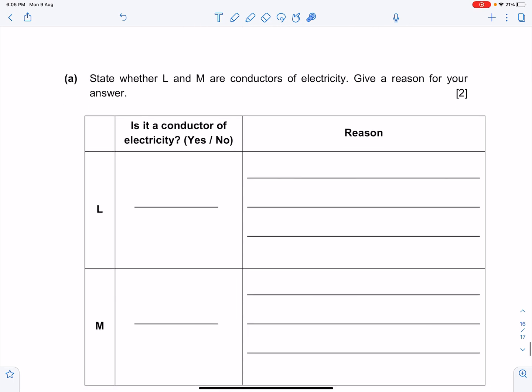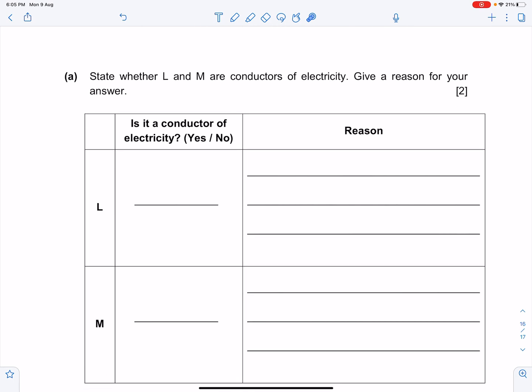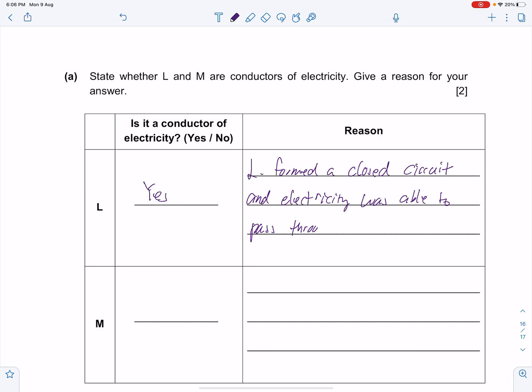So let's move on to the question proper. Is L a conductor of electricity? Answer is yes. And the reason was because L formed a closed circuit and electricity was able to pass through L to light up P.